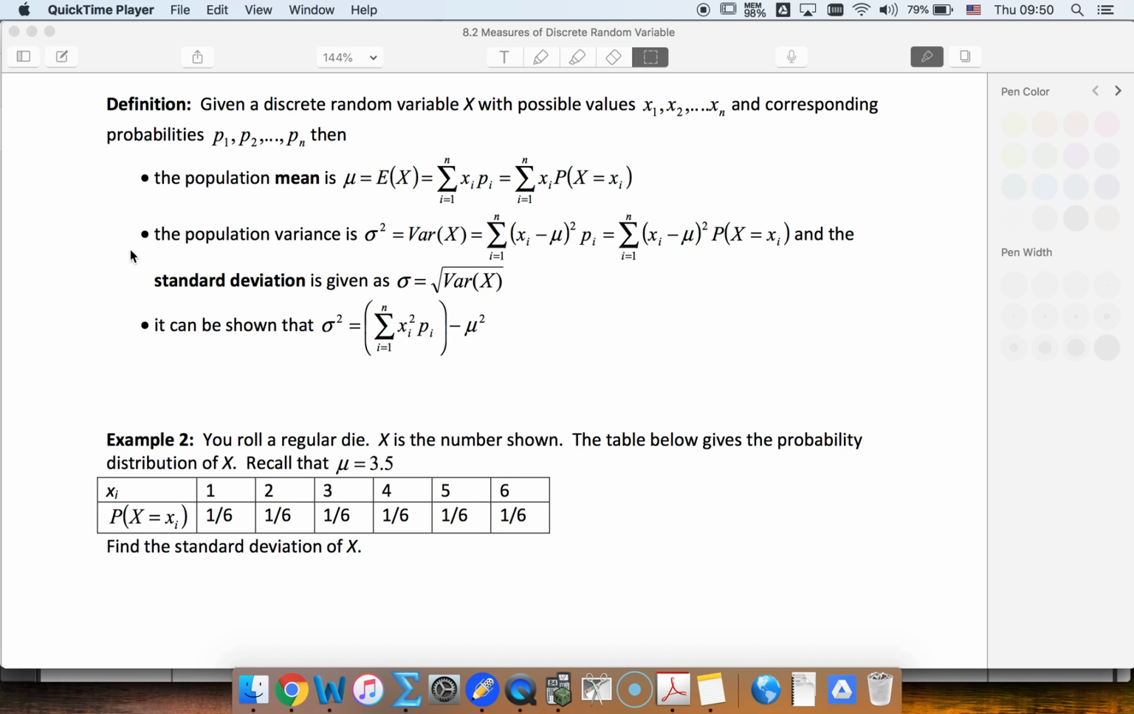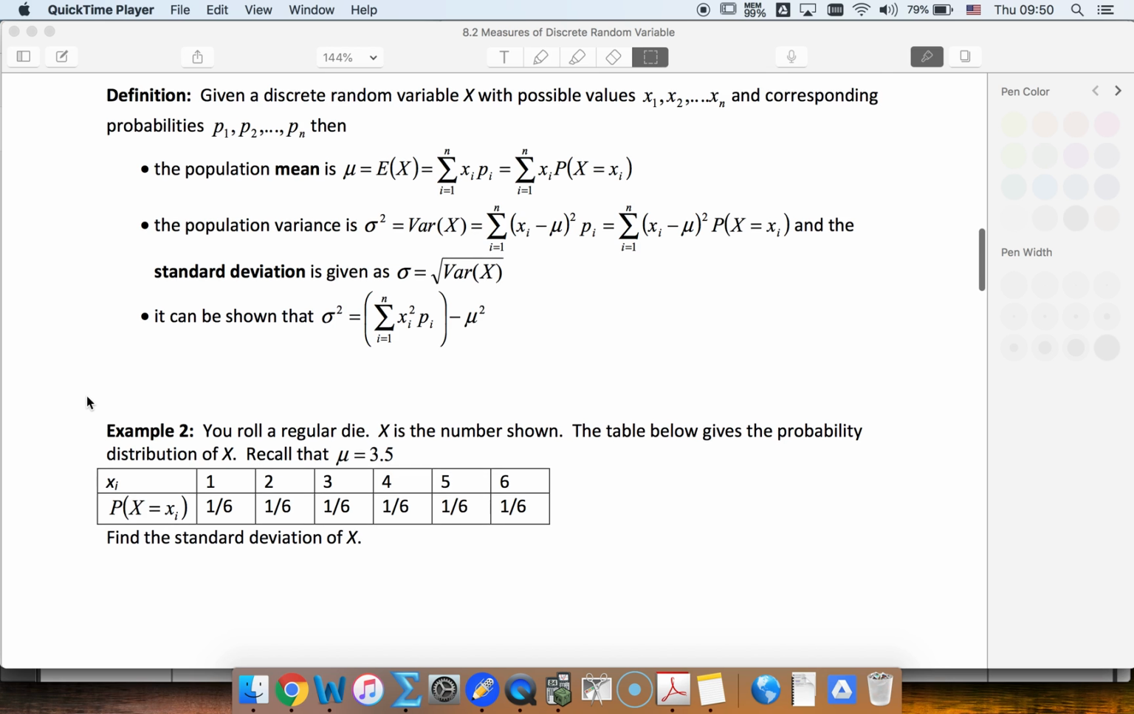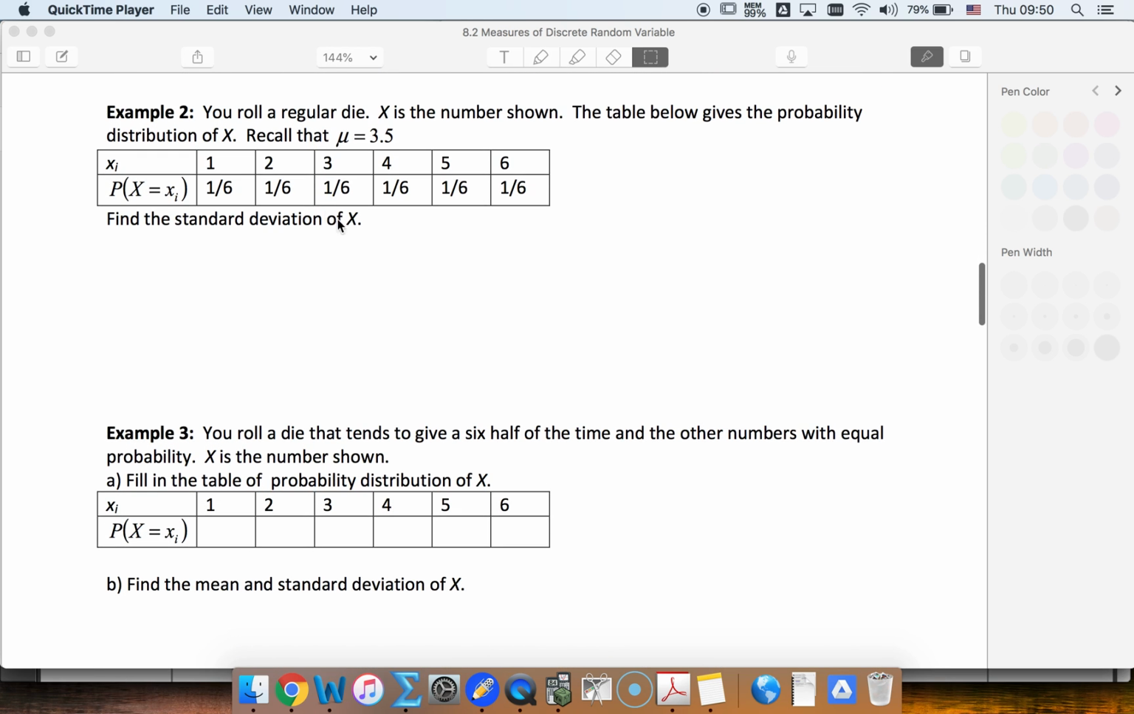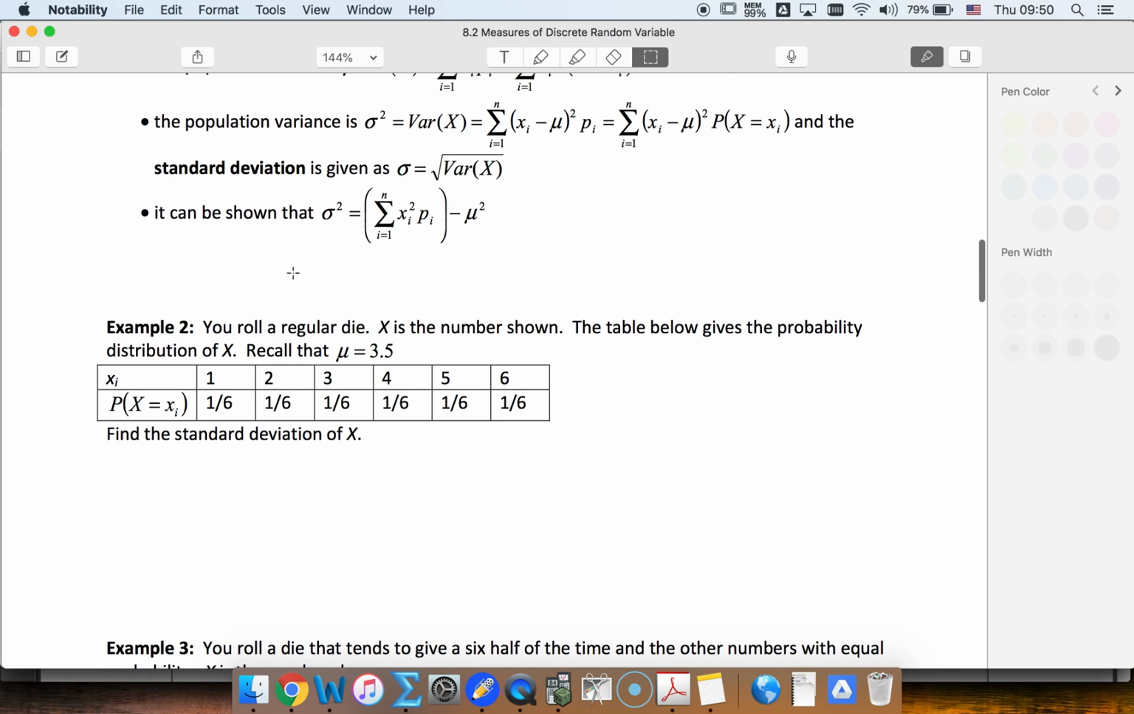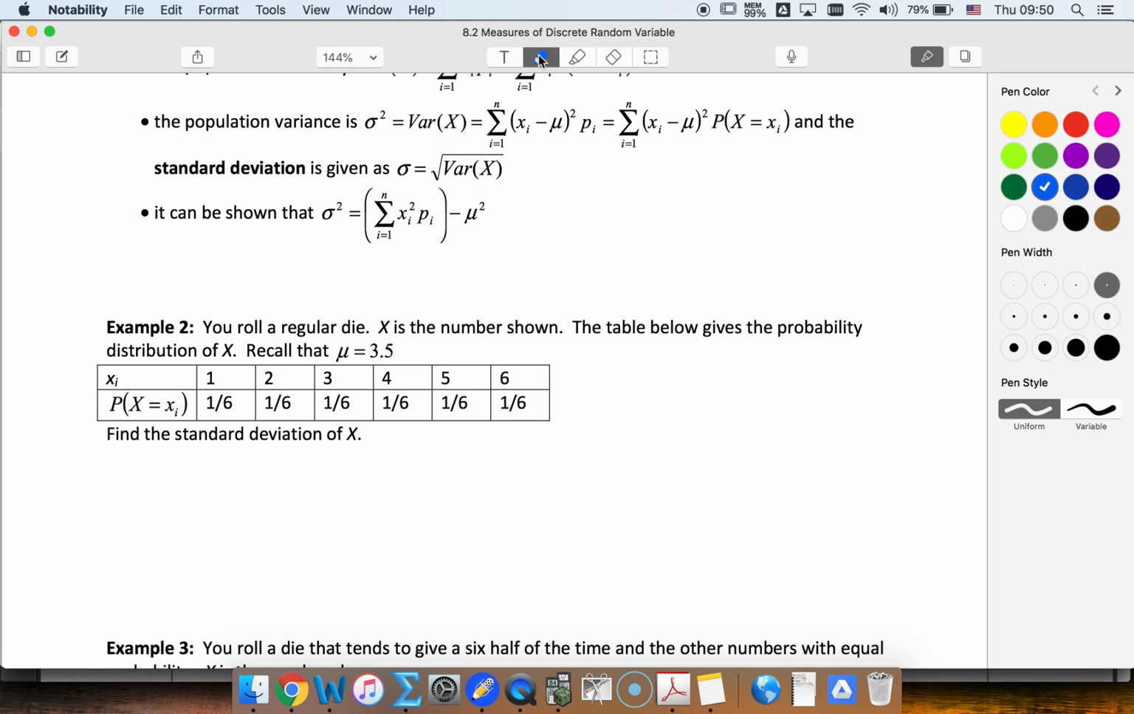Right, so as we discovered previously, we have these facts for our probability distribution functions. We don't need to memorize these, but we do need to be able to use them. So if I roll a regular die, I know my probabilities are going to be 1/6 across the board, and my mean was 3.5. So if I want to find the standard deviation, well, I could find it exactly using my formulas, or I could use my calculator. So let's go ahead and find it exactly.